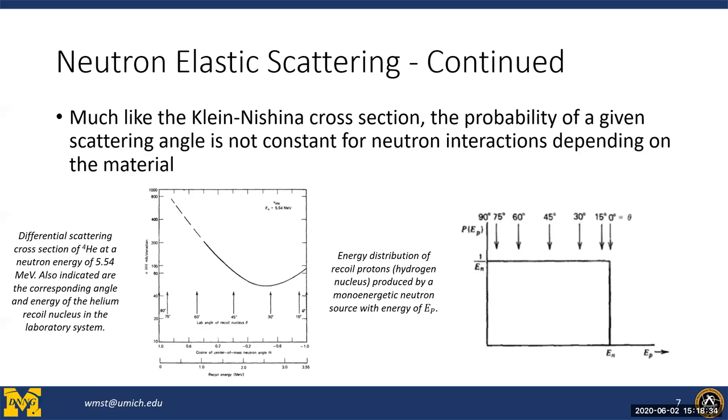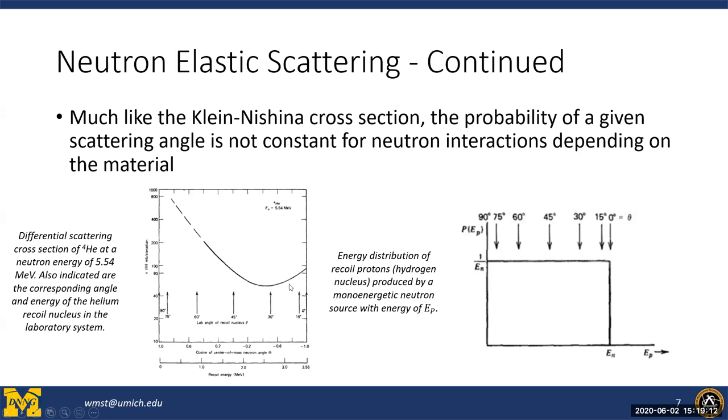So the question then becomes is, what is the probability of these scattering interactions actually occurring? So much like the Klein-Nishina cross-section for Compton scattering, there is a probability distribution for scattering angles, and it is not constant for neutron interactions depending on the material. So the first example that I'd like to show is for helium-4, which we'll come back to at the end of this lecture. So this is a plot of the differential cross-section for helium-4 with an incident neutron energy of 5.54 MeV.